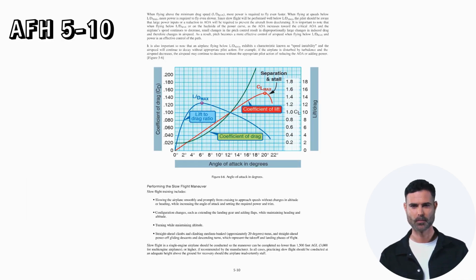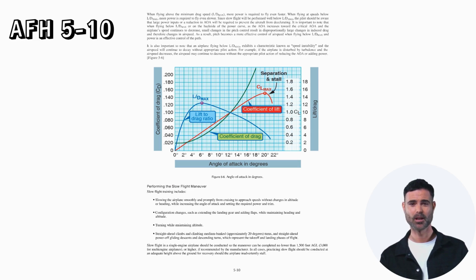When flying above the minimum drag speed, L/D max, more power is required to fly even faster. When flying at speeds below L/D max, more power is required to fly even slower. Since slow flight will be performed well below L/D max, the pilot should be aware that large power inputs or a reduction in AOA will be required to prevent the aircraft from decelerating.